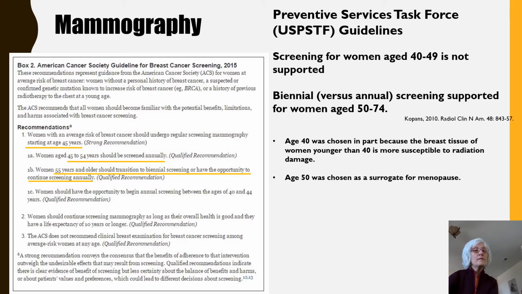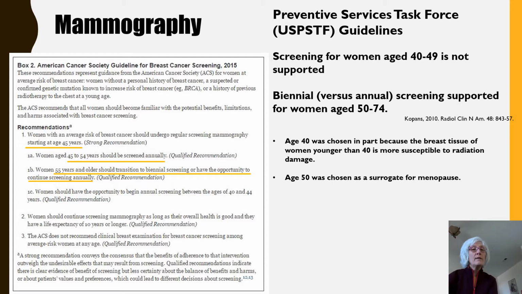Once they turn 55, women are supposed to have mammograms every other year, but of course, the American Cancer Society leaves the door open, suggesting that women should have the opportunity to have an annual screening, an annual mammogram, if they would like to. In other words, these guidelines are used by insurance companies, and if a woman wants to have a mammogram every year, according to the American Cancer Society, insurance companies should pay for that.